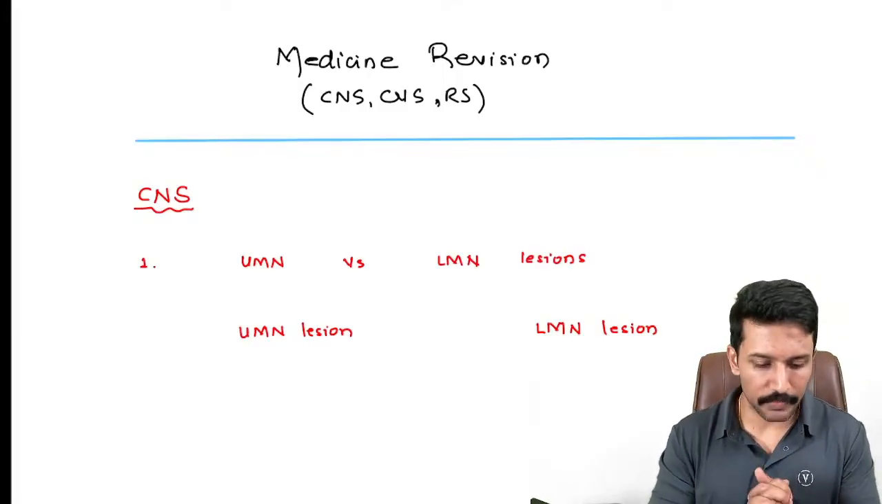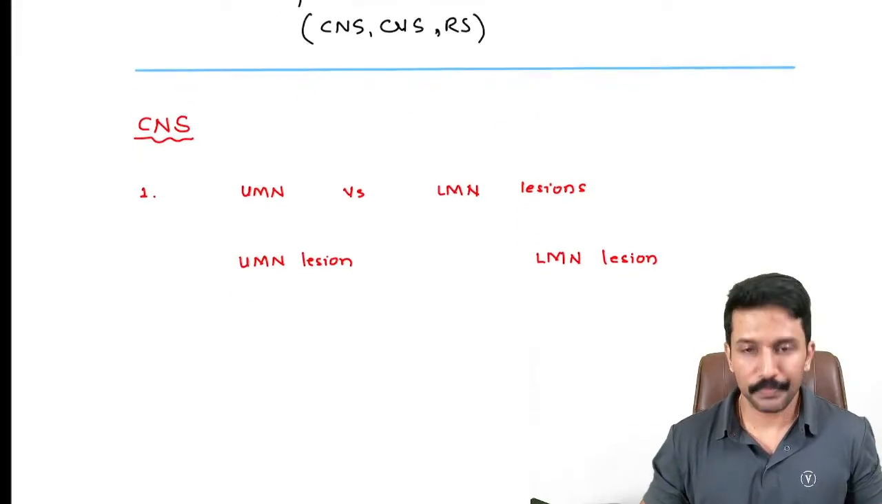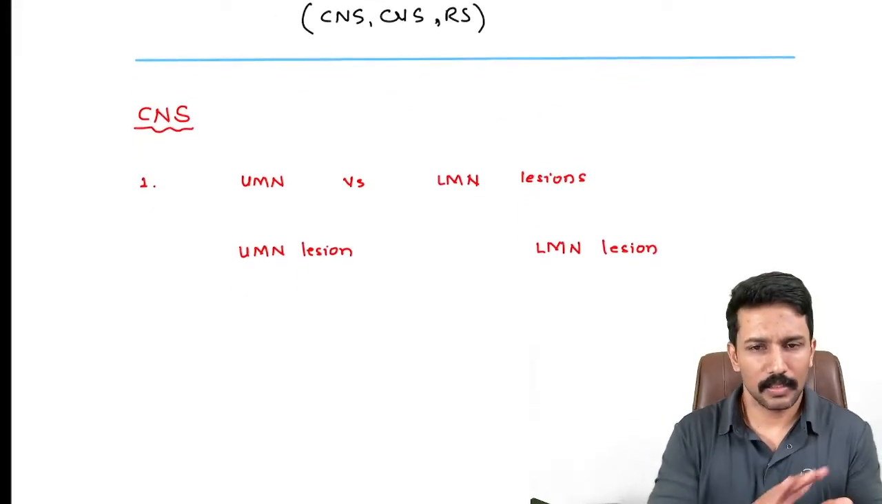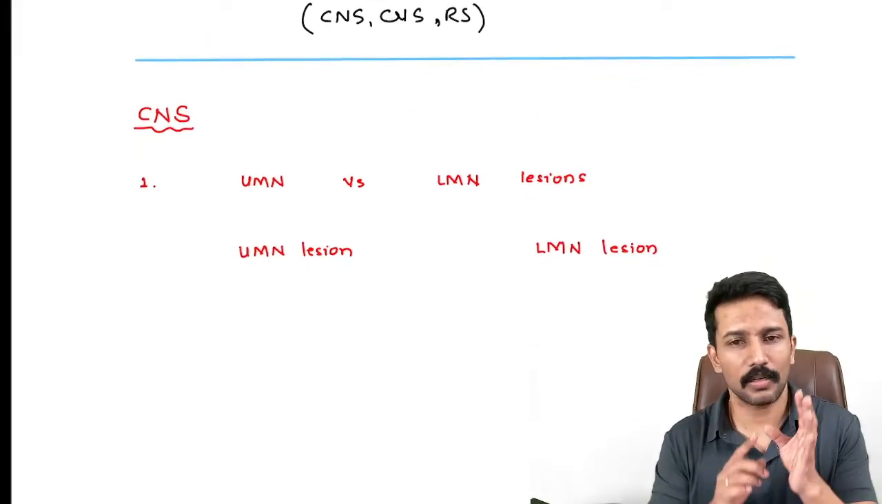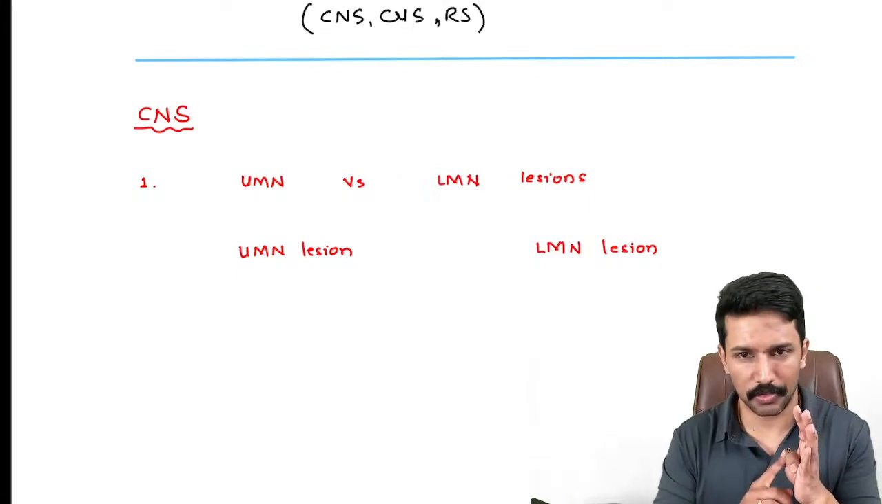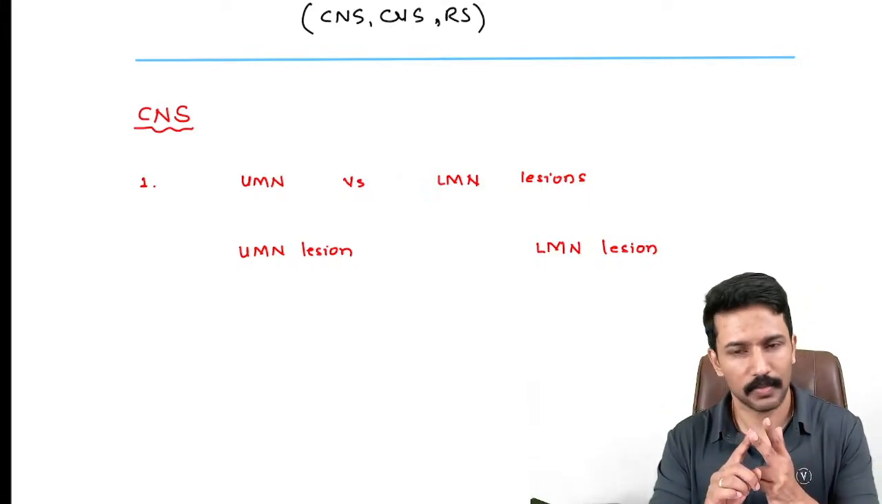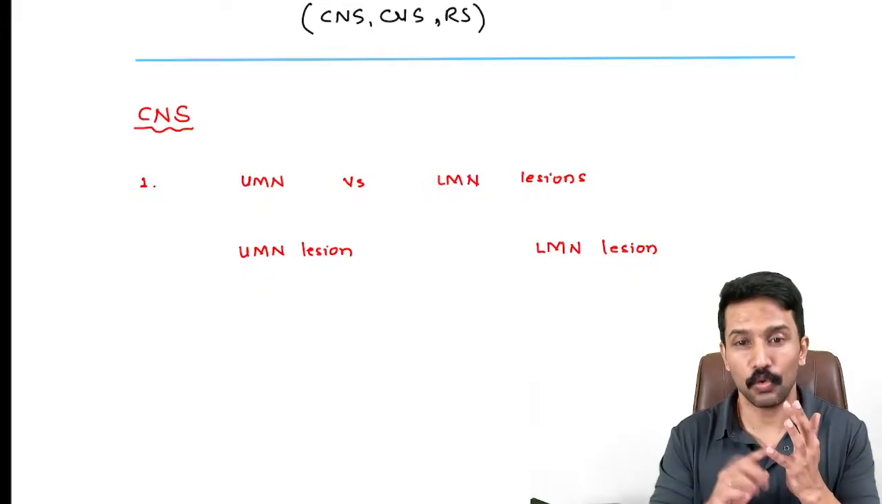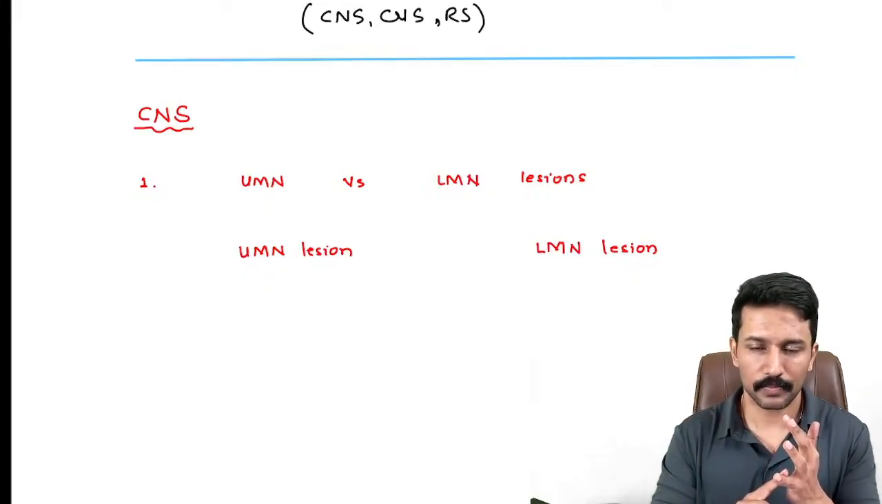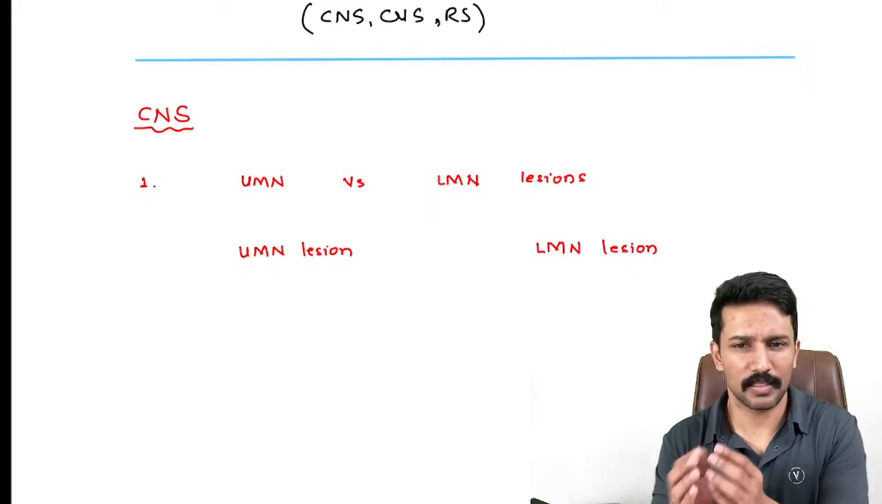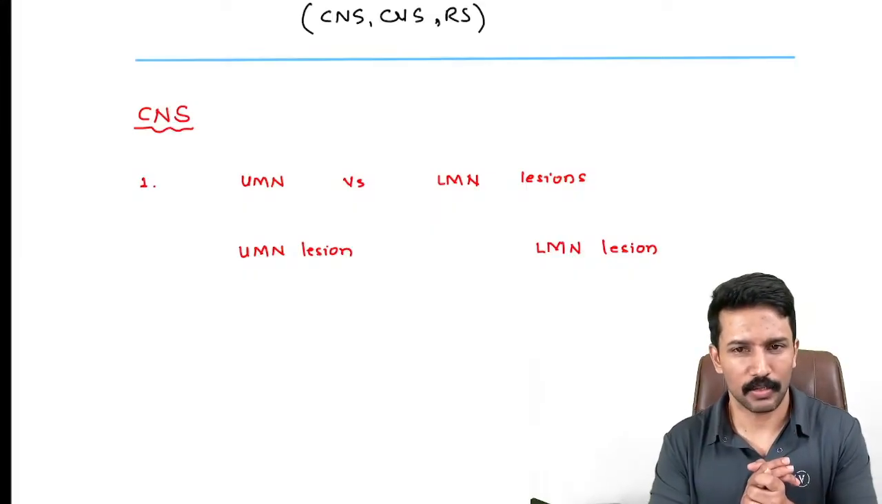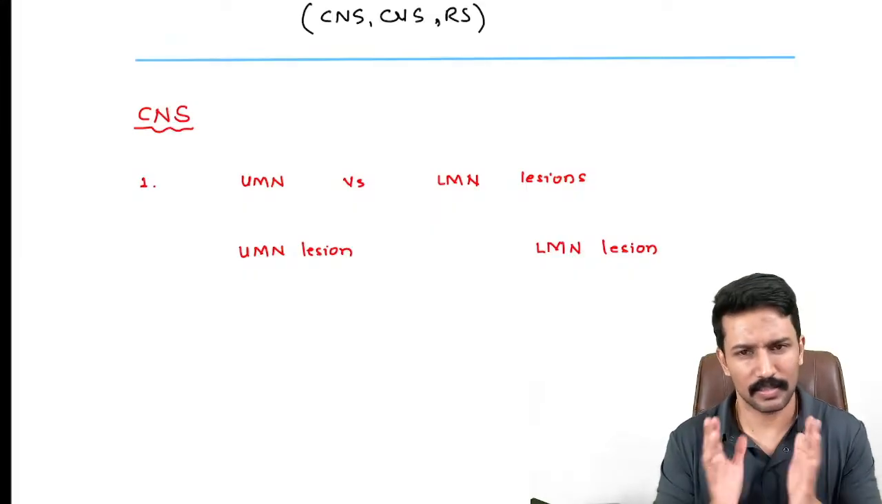Okay, so we'll start with the neuro first. And in the neuro, what kind of questions are asked? The basic questions are differentiating between UMN and LMN lesion. Second is localization of lesions. Third, myasthenia gravis, GB syndrome, stroke management related questions, and then some rare diseases like amyotrophic lateral sclerosis, multiple sclerosis. These are the important topics.